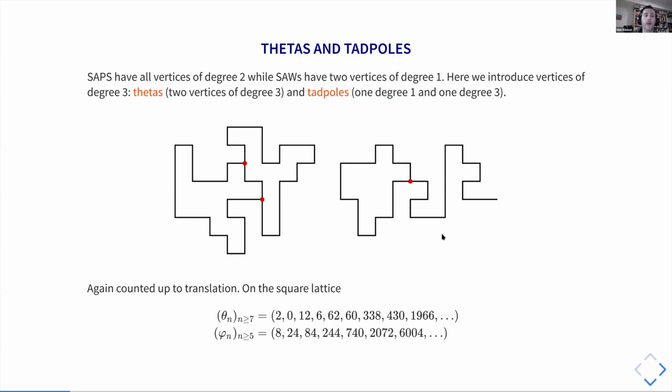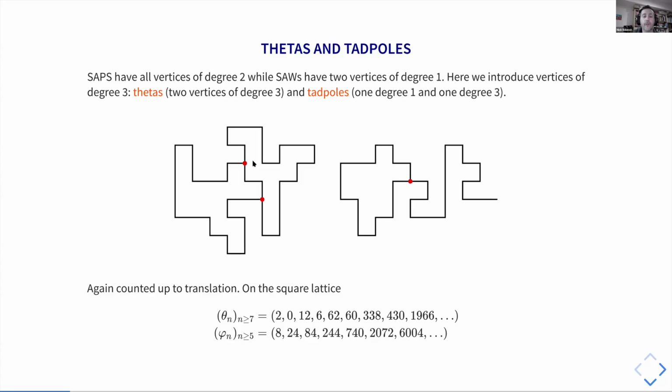Okay, so if we think about a self-avoiding polygon as a subgraph of the cubic lattice or the square lattice or something, then every vertex in that subgraph has degree 2. And so what we can do is start introducing vertices of degree 3 and think about what kinds of shapes we get. The simplest thing we can do is have 2 vertices of degree 3, and then there are a couple of different configurations, but one of them is this thing that we're going to call a theta.